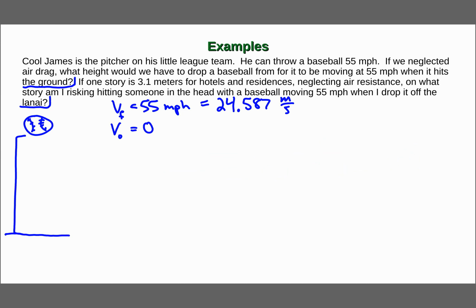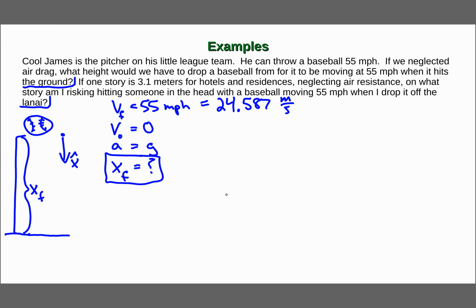We're dropping it. We're not throwing it at the ground. So it's starting from rest here. And then I'm going to choose a coordinate system at the bottom of the baseball for the origin that goes down, again, because all the motion's going to be down. And then I know that I'm going to reach X final, the ground, after I travel this distance. I'll be X final away from the origin. And the question is, what is that distance if V final is 55 miles an hour? And I know that A equals little g equals 9.8 meters per second squared because we're neglecting air drag.